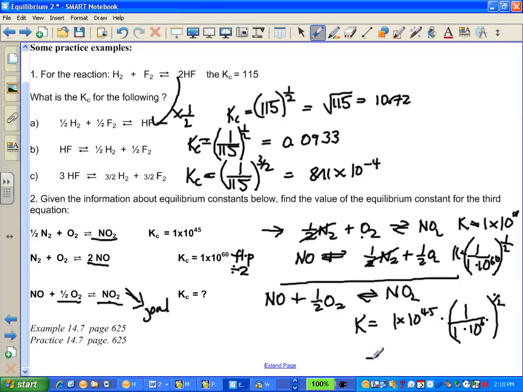And when you do this math, you get 1 times 10 to the 50. The key with being able to do these is to do practice questions. Okay, so hopefully you will complete the practice 14.7 on page 625.